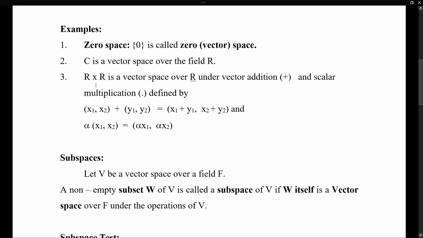Third example, R cross R is a vector space, or we say R2 is a vector space over R under vector addition and scalar multiplication defined by this. So this is component-wise addition. First component x1, here y1. So x1 plus y1 here, and then x2 plus y2. This is vector addition. Scalar multiplication, take this alpha inside, alpha into x1 comma alpha into x2. This is called the standard vector addition and scalar multiplication on R2. So usually we do it like this only.